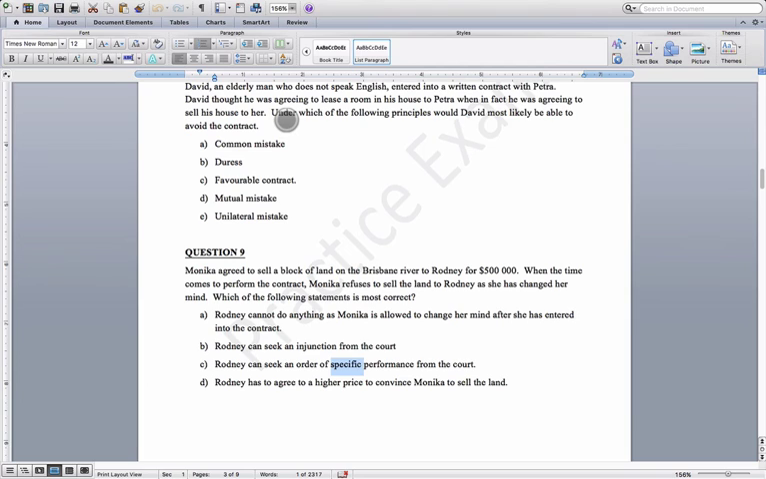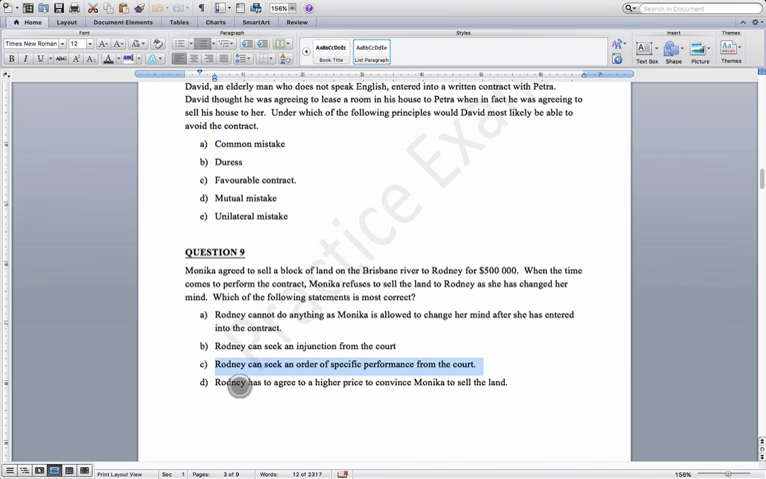It's quite rare as an outcome, but something like a particular block of land here is a case where the courts might order specific performance, right? Because it's only this block of land. It might have a great view. It's got access to the river. So there's no alternative. Giving money might not substitute for actually having this block of land. So I think C is the answer. Rodney can try to seek an order of specific performance. That would make Monica transfer the land to him.